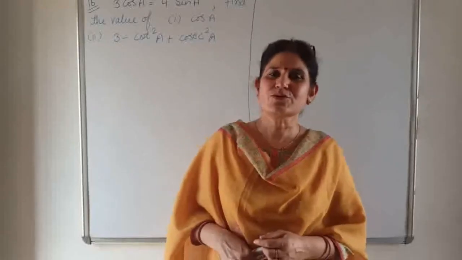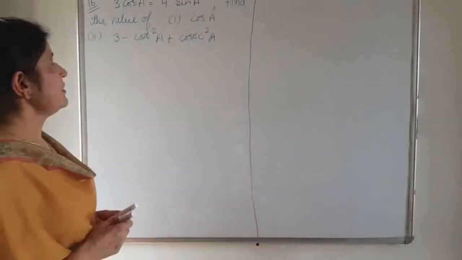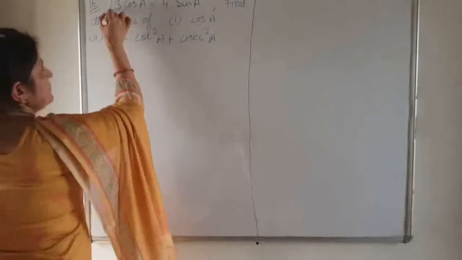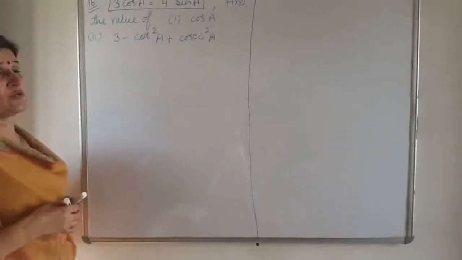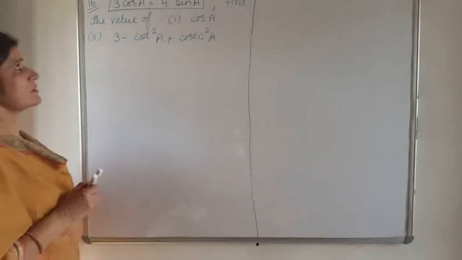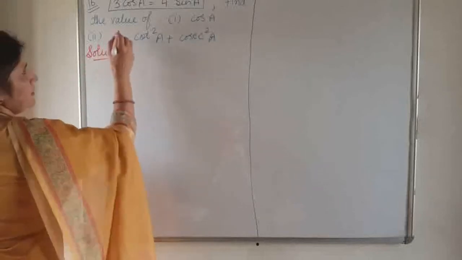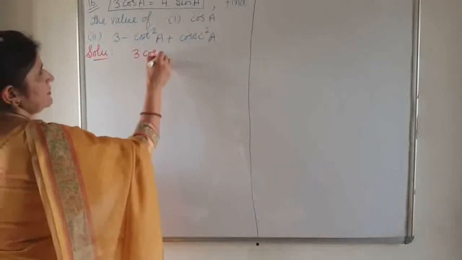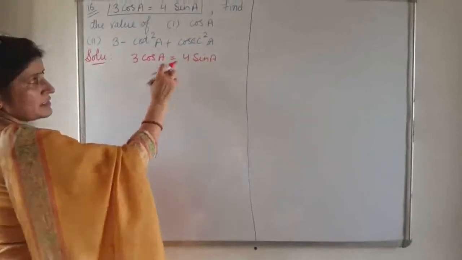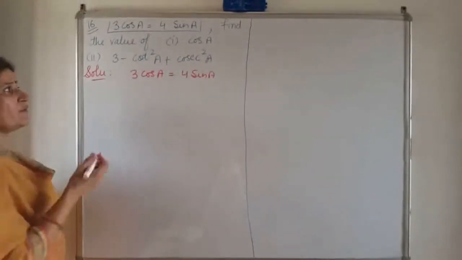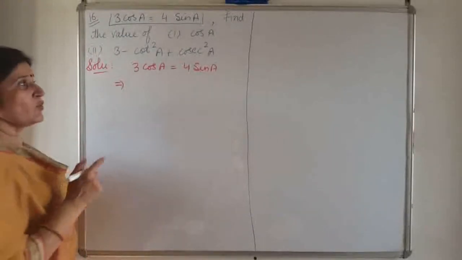Now next question, question number 16. In this question, what is given? These values are given. Using these values you have to find the two parts here. So take it like this. This is given in the question. What will we do here now?